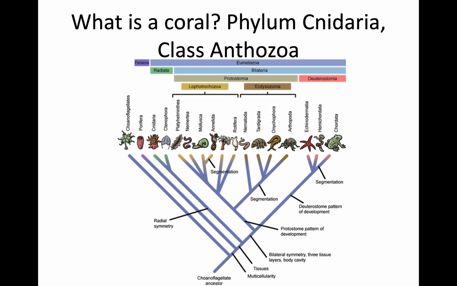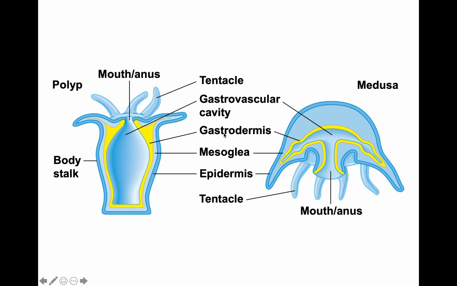So class Anthozoa, if you remember, is a specific group of phylum Cnidaria. Cnidaria are the stinging animals. So when we look at this, they have radial symmetry, and that's as advanced as they get. They have multicellularity, they have tissues, and then that's it for those animals. They have radial symmetry, and they're related to jellyfish.